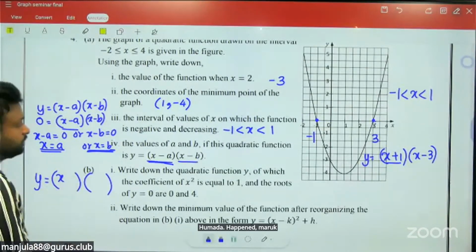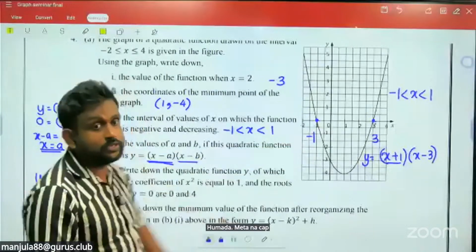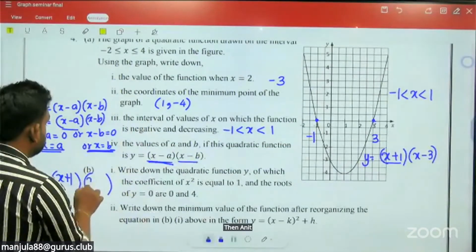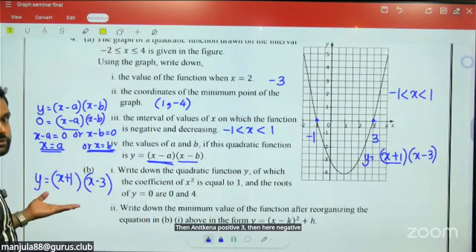x cuts here at -1, then here +1. Then the other cuts at +3, then here -3. So this is how you write the equation.